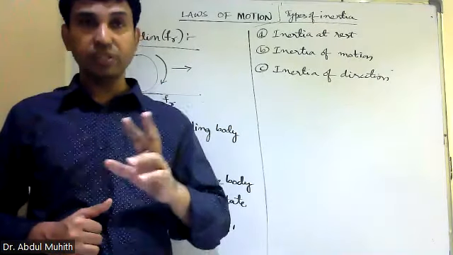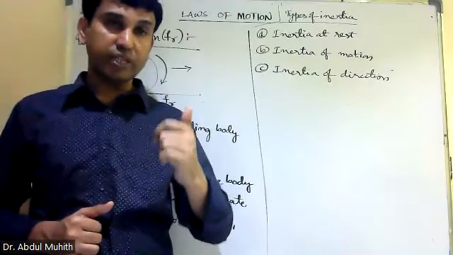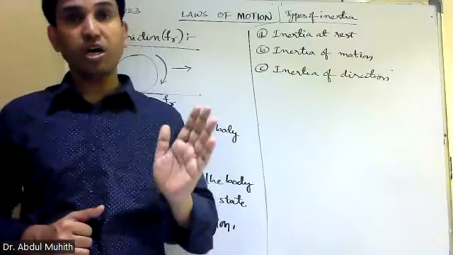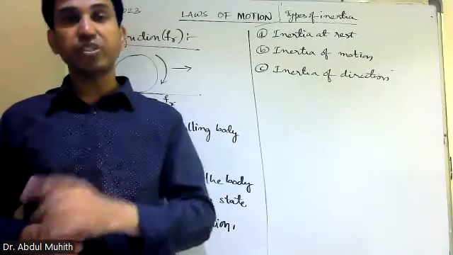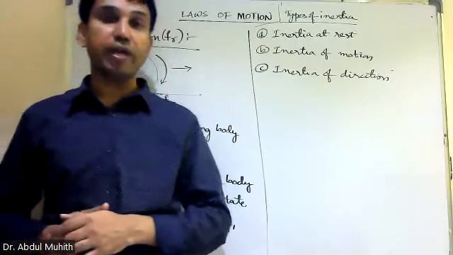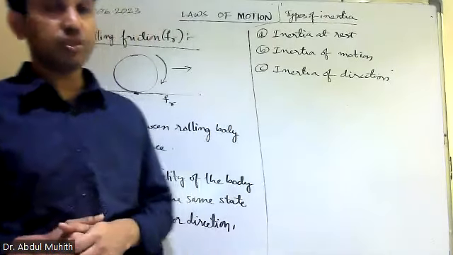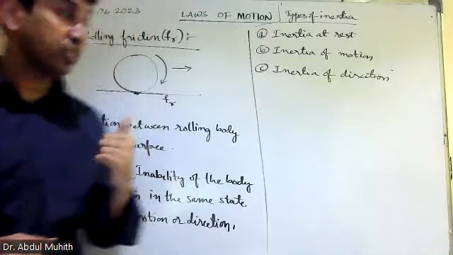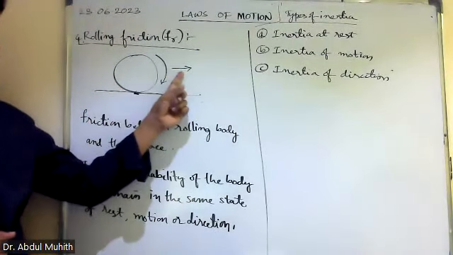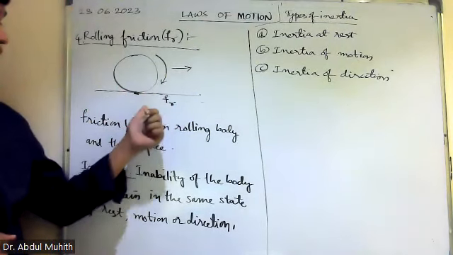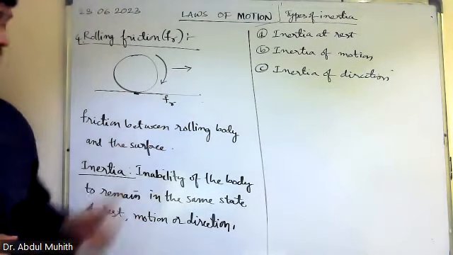In the third one, the applied force is greater than the frictional force. The body starts moving. So applied force minus frictional force equals the resultant force: capital F minus small f equals ma, where ma is the resultant force. The fourth one is rolling friction. Rolling friction is the friction applied between the rolling body and the surface. This is the direction of the force and this is the direction of the rolling friction.